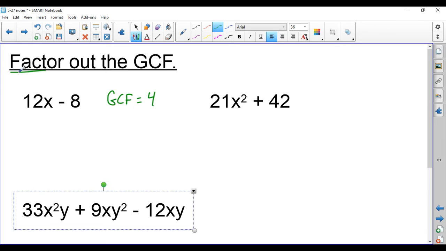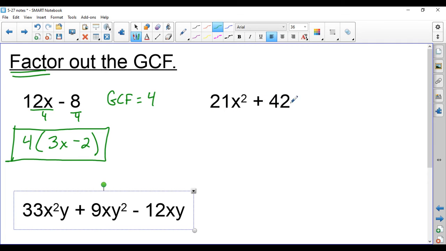When you factor out the GCF, our goal is to end up with something in parentheses. The GCF goes in front of the parentheses, and then I divide each term by that GCF. 12 divided by 4 is 3x, minus 8 divided by 4, minus 2, and I close the parentheses. This is my factored form.